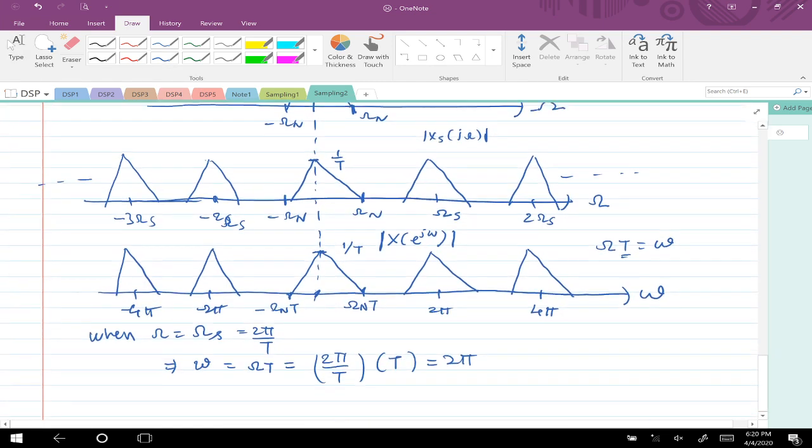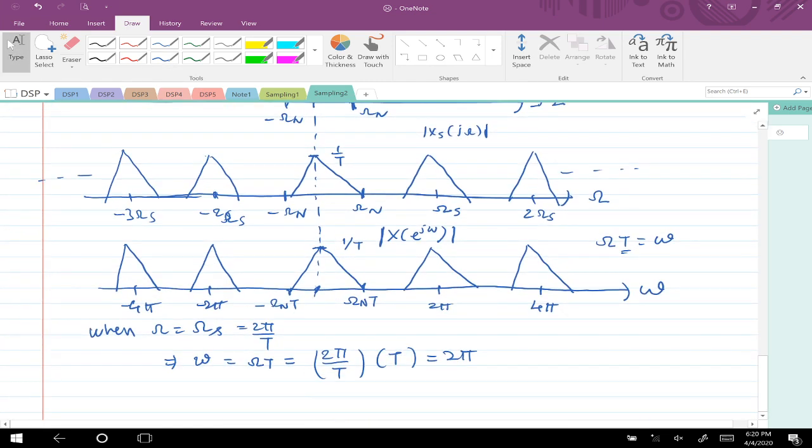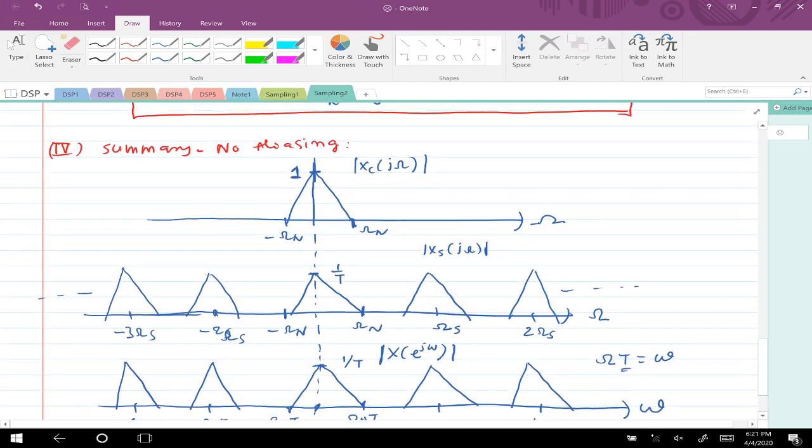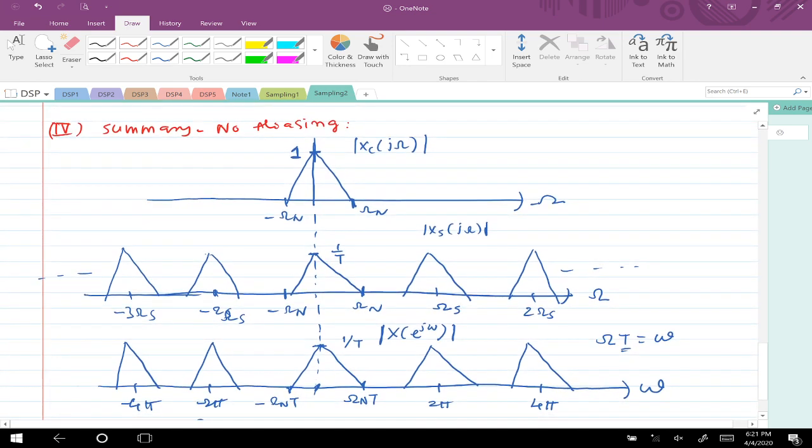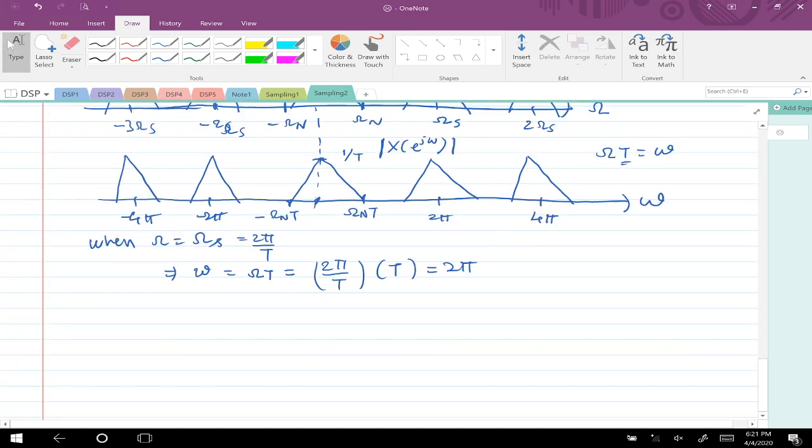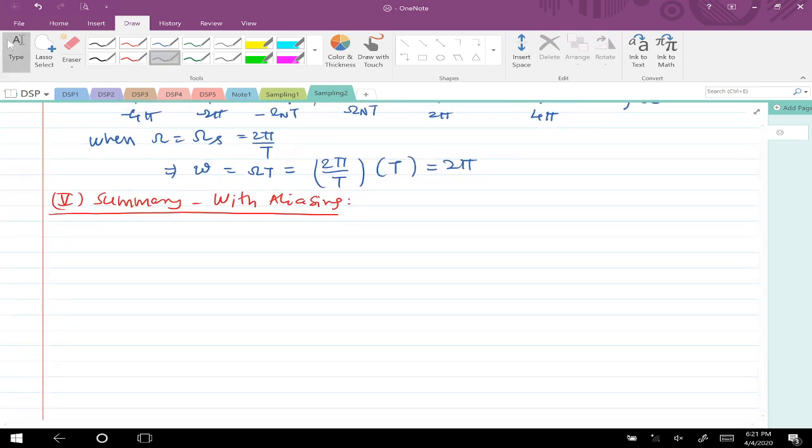Okay, so one more graph, let me draw it here, where I do things now when there is some aliasing. This is the last part of it. Summary with aliasing. Let me quickly draw all those things again.